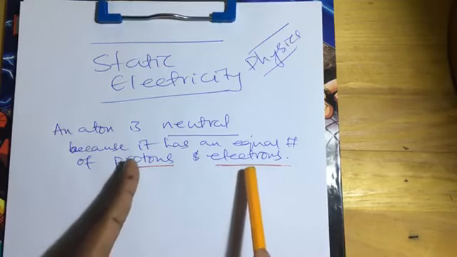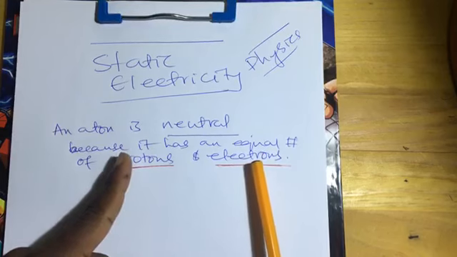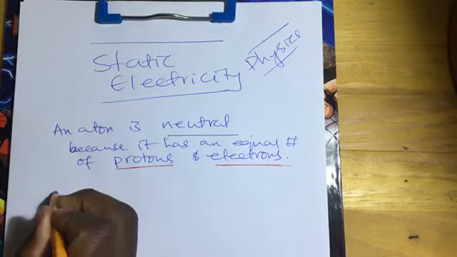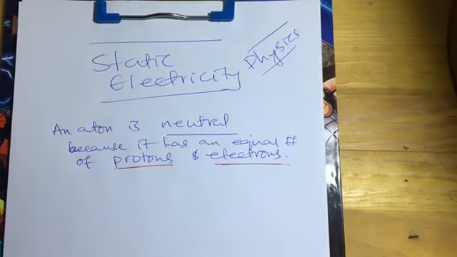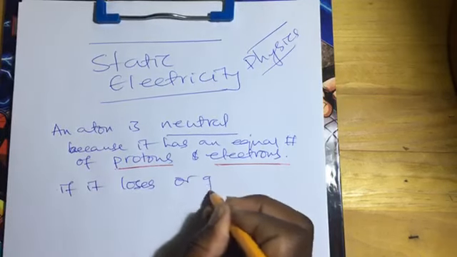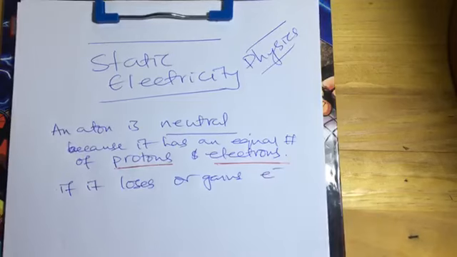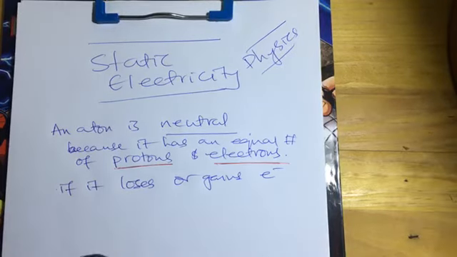Now, for these to be equal and the atom to remain neutral, it means to some extent the charges are cancelling out. So if this atom loses or gains any electrons, it will no longer be neutral, it will instead be charged. Now, electrons are the only things that move. Protons are considered to be stagnant and fixed. So only electrons will be moving. Even when we talk about electric current, this is the flow of electrons because protons are bound. The electrons are the only ones that are free.